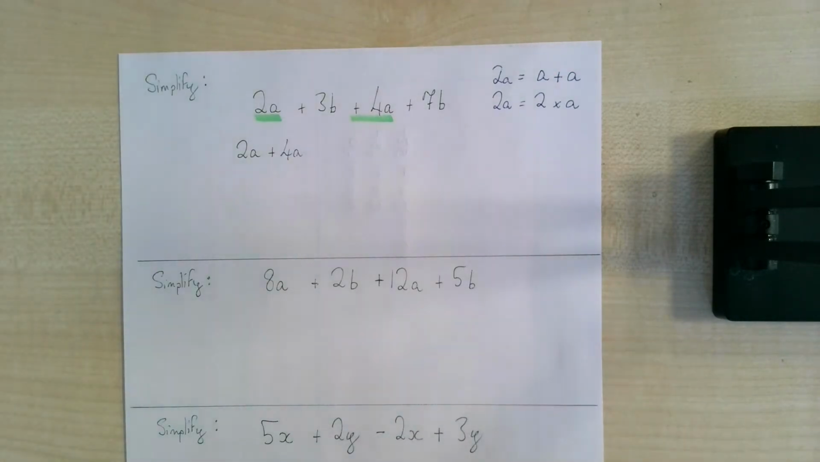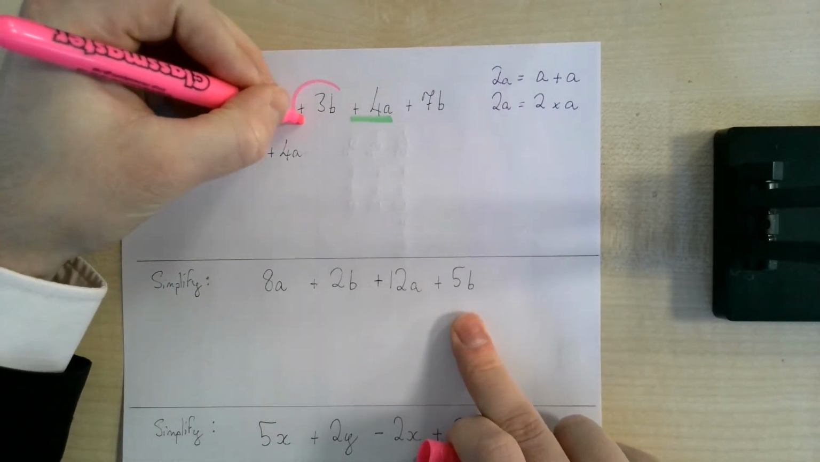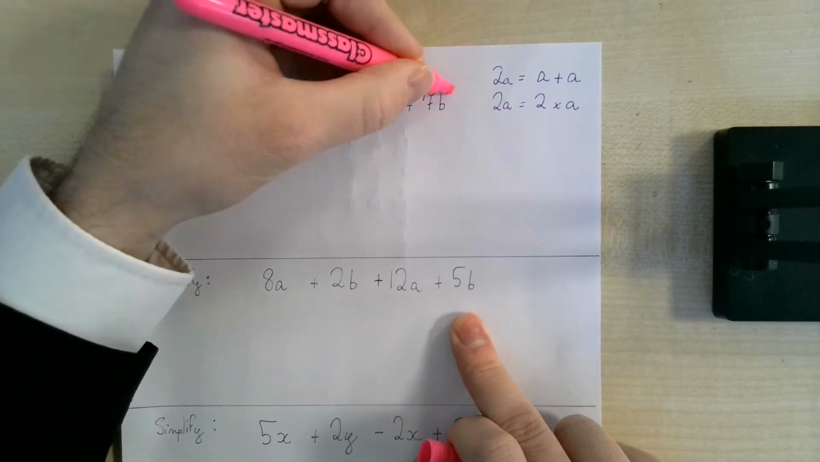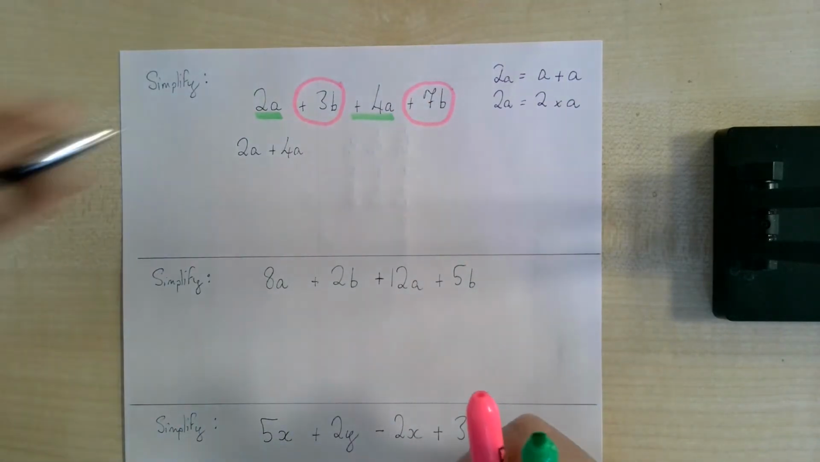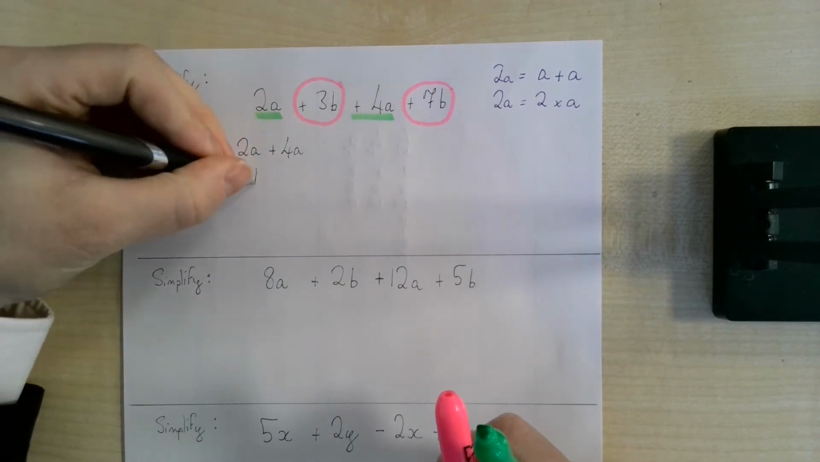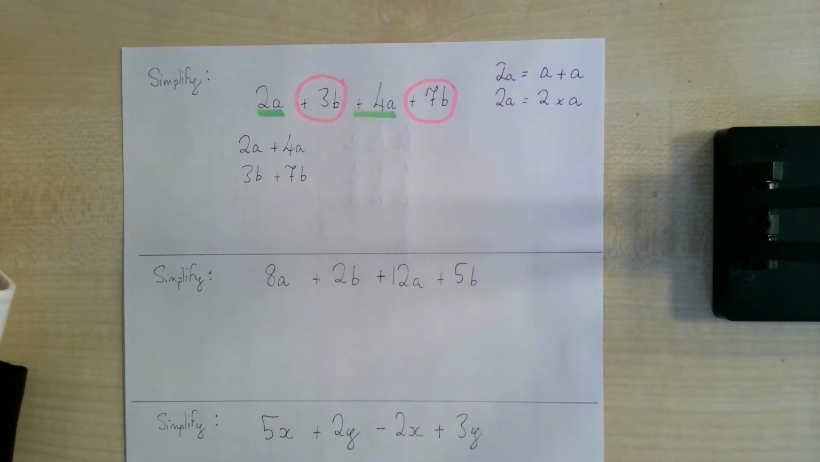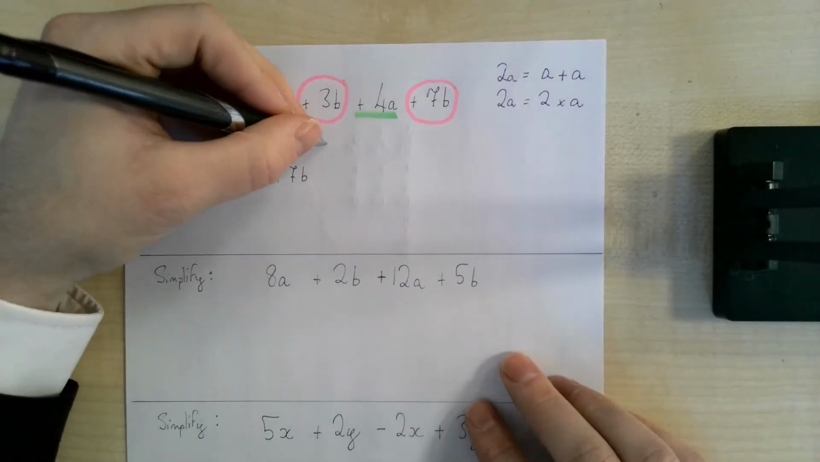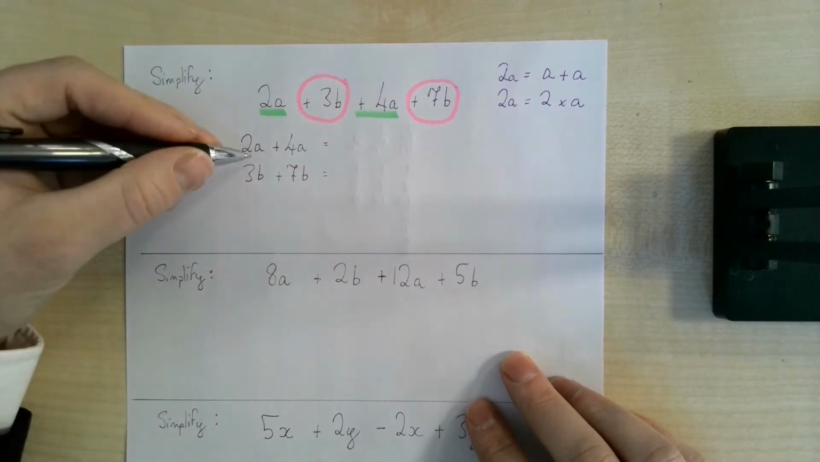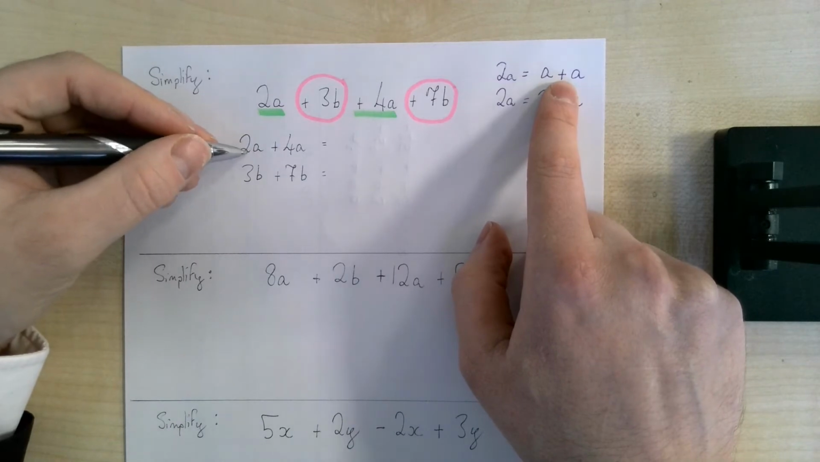Now with our b's, we might circle these ones. So we've got plus 3b and plus 7b's. So it looks like this: 3b plus 7b. Now all we need to do now is find out how many a's we have altogether and how many b's we have altogether. If you remember back to here, 2a meant that we had two a's there.